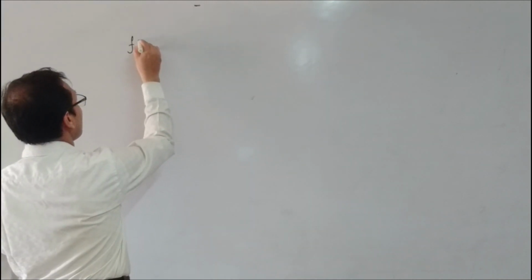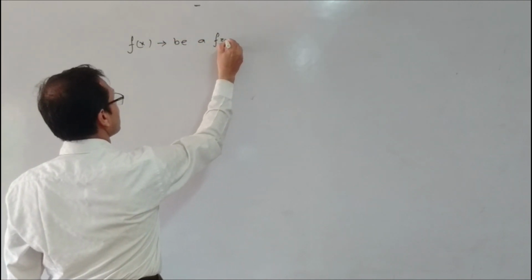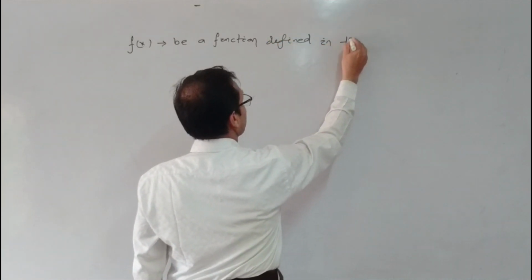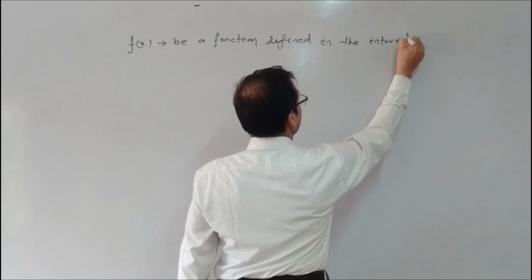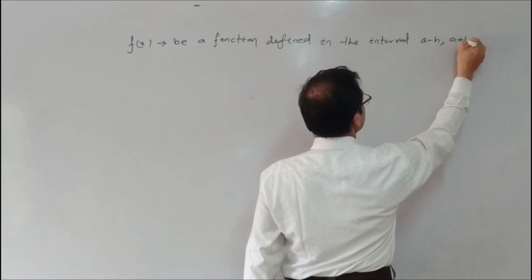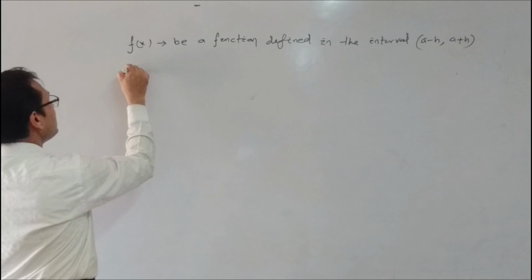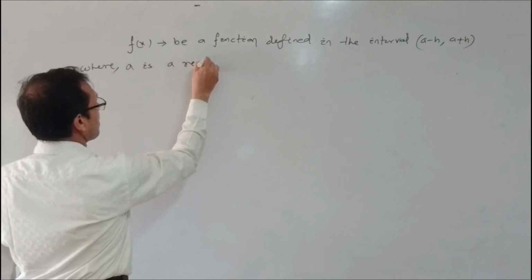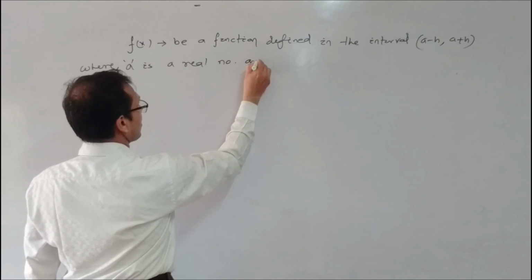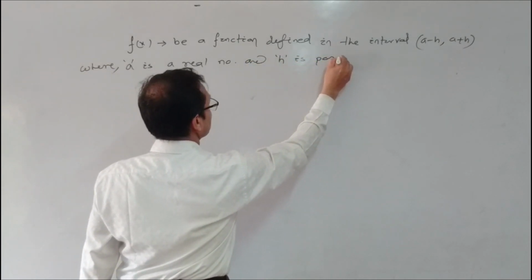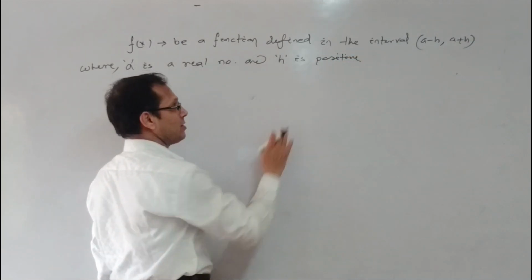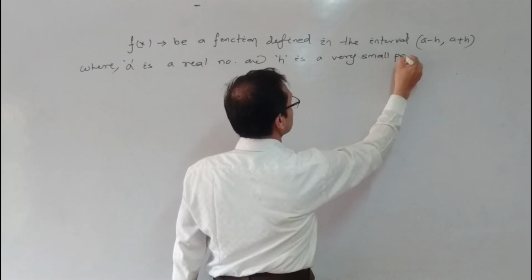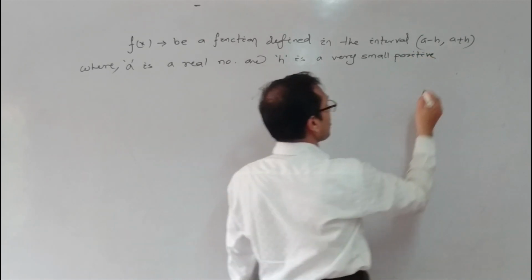f of x is a function defined in the interval a minus h to a plus h. What is h? a is a real number, and h is a very small positive number.